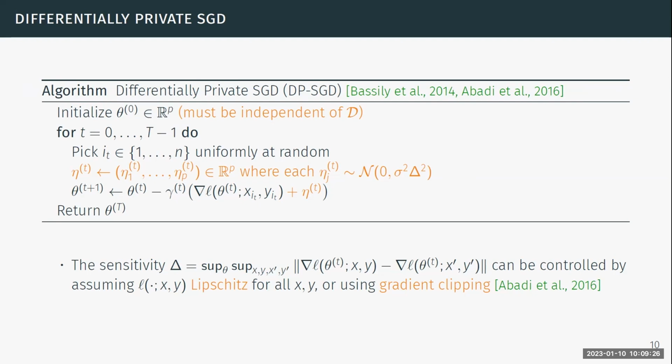We can bound the sensitivity of gradients, how much a gradient can change if I change one data point. There are many ways to control that. You can make an assumption on the loss, like Lipschitz, or you can use tricks like clip the norm of gradients empirically in the algorithm. And then you just add noise calibrated to the sensitivity and whatever sigma noise multiplier you want. Okay, so this is really a direct application of this Gaussian mechanism to SGD.